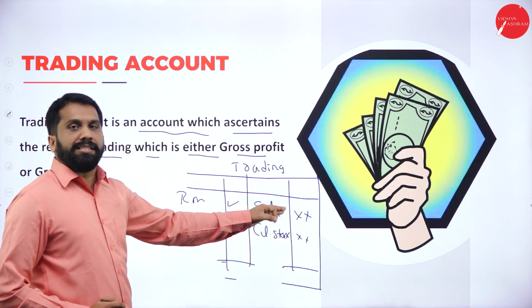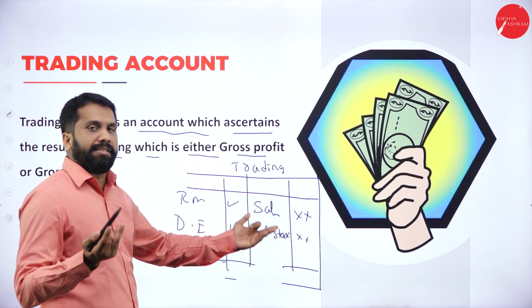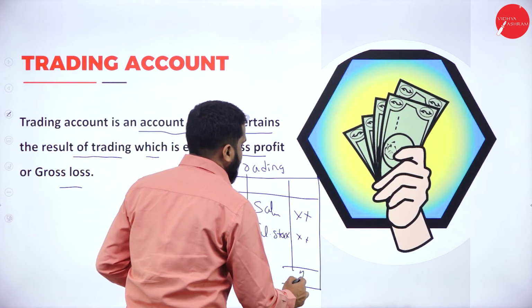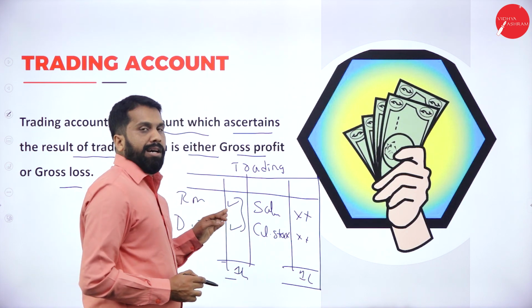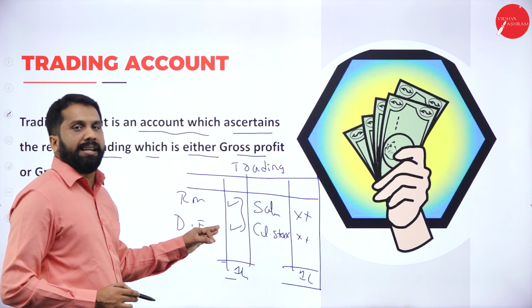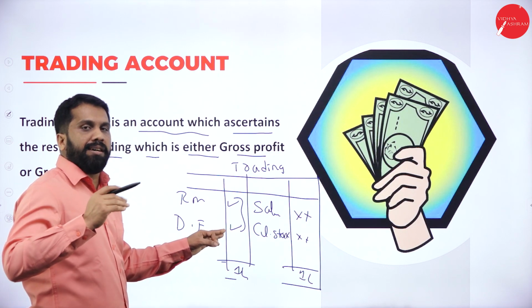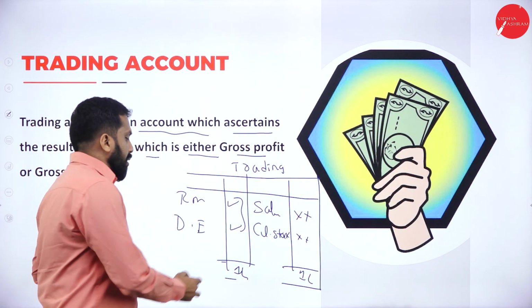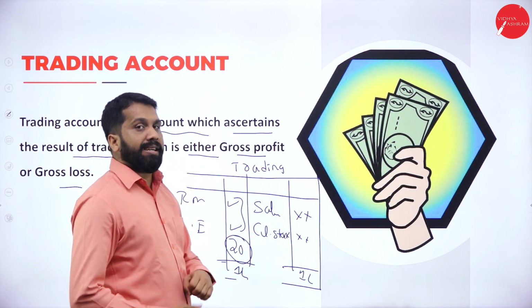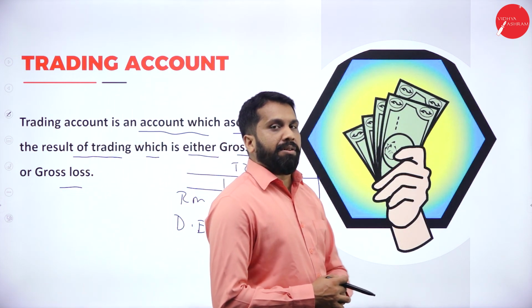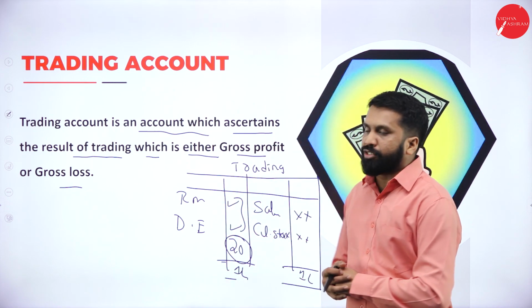Now your sales and closing stock together, just assume this is 1 lakh. Write 1 lakh here. Your purchases and direct expenses together are around 80,000. Now 1 lakh minus 80,000, what is your profit? 20,000 is your profit. Can you tell me that 20,000 is the actual profit?